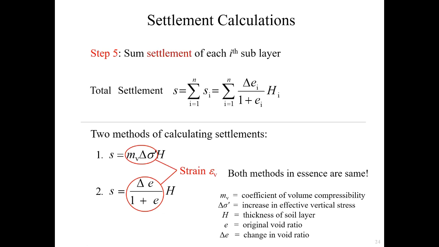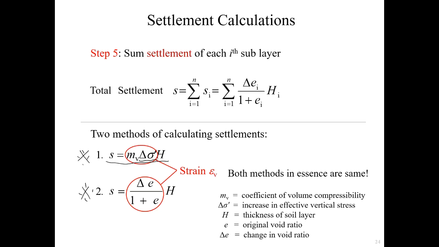The final step is to sum the settlement of each sublayer. By now we have learned two methods to calculate settlement. S equals MV times delta sigma prime times H. This is the first important one, and that's the second one. This is a really important formula we learned from the last lecture, lecture 9.